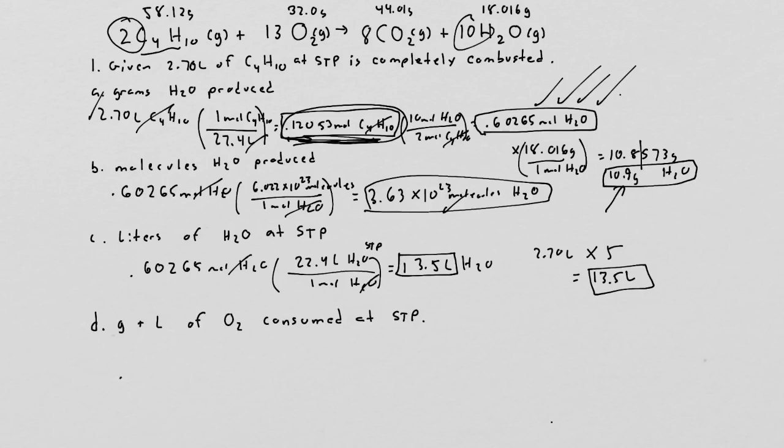Okay, so if I have 0.12053 moles of C4H10, and I want to know how many moles of oxygen is being consumed, well, I know that for every 2 moles of C4H10, I'm going to have to consume 13 moles of O2. Basically, for every 1 mole of C4H10, 6.5 moles of oxygen. And I can easily multiply that out, and I get a big number, 0.78348. And that's my moles of O2.